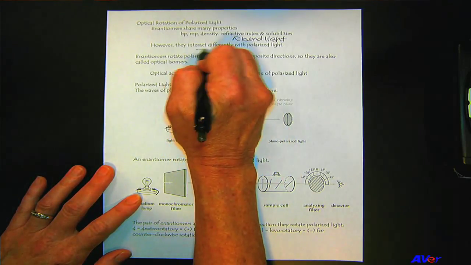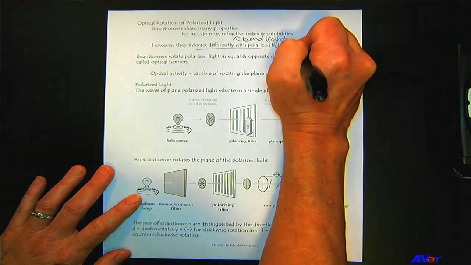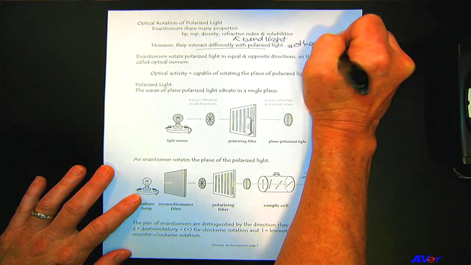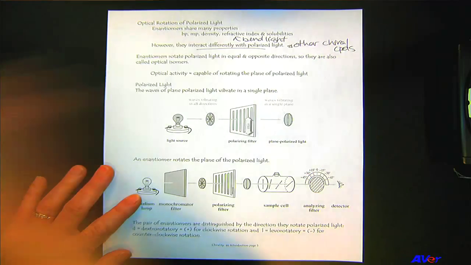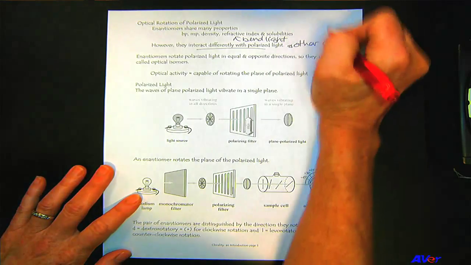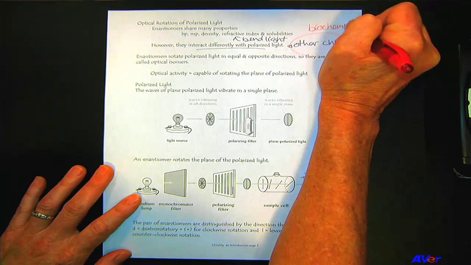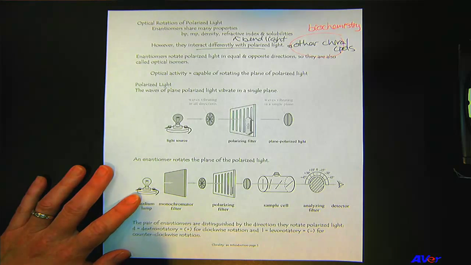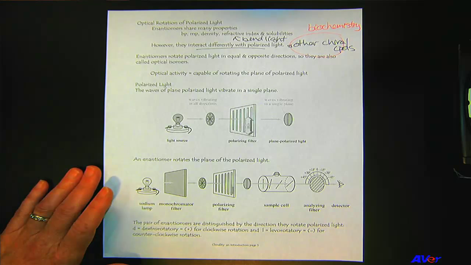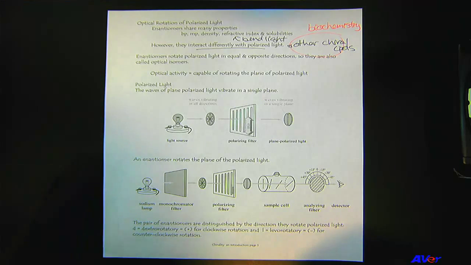Well, they interact differently with polarized light and other chiral compounds. And that's a big deal because this is about our biochemistry, because most of the interesting molecules in our biochemistry have these chiral carbons. So chiral carbons only want to interact and hang out with other chiral molecules. All right.